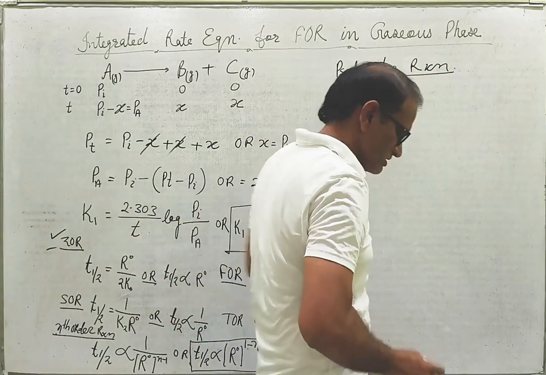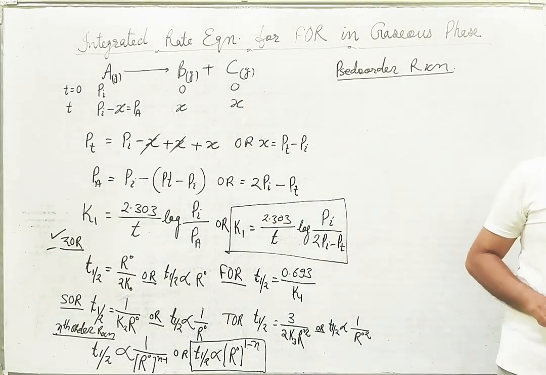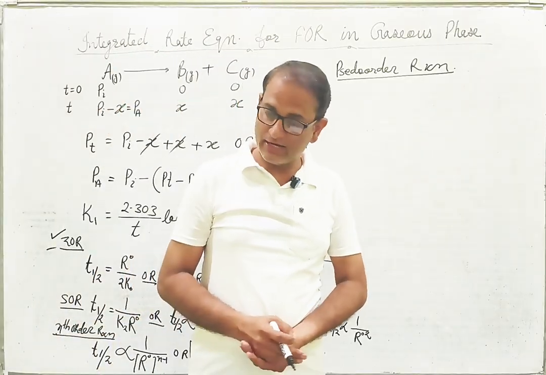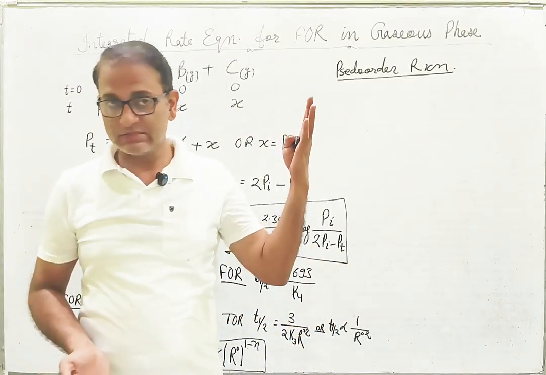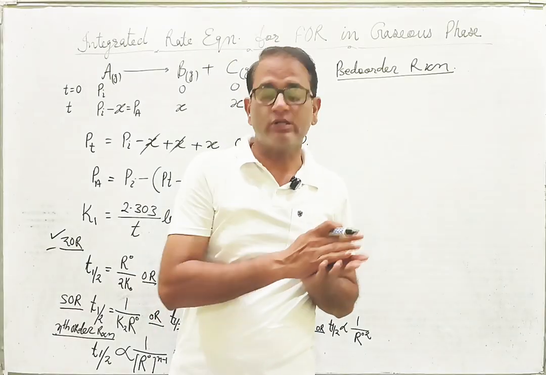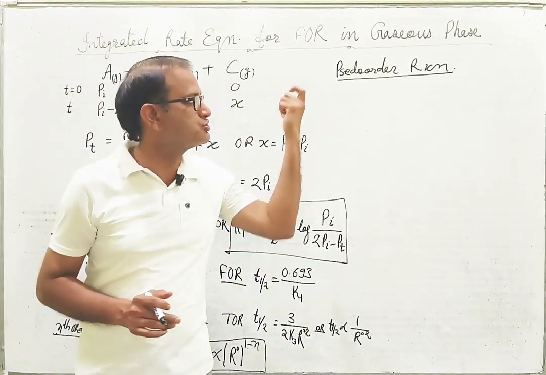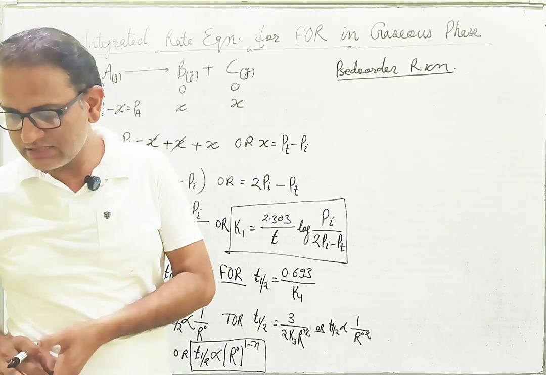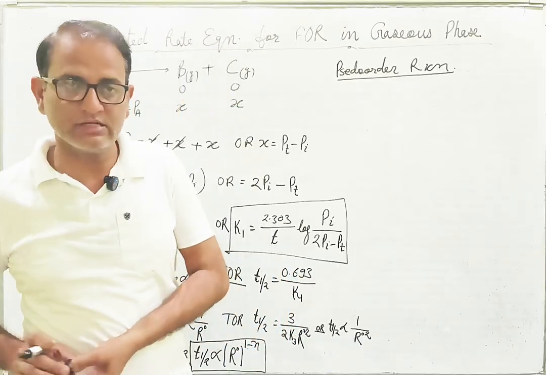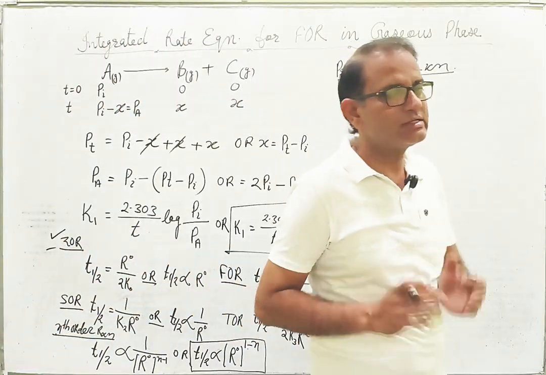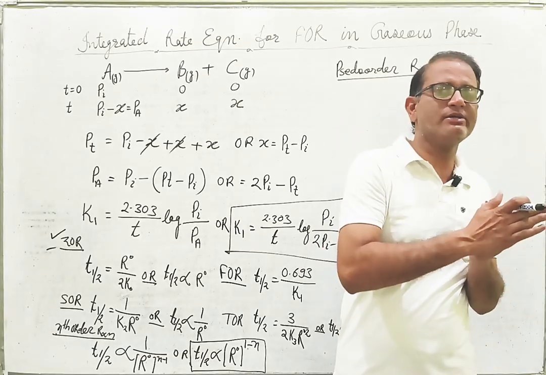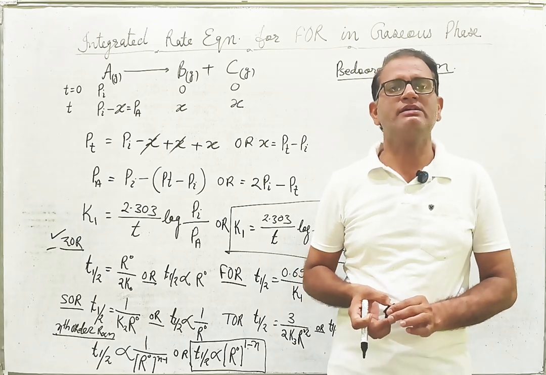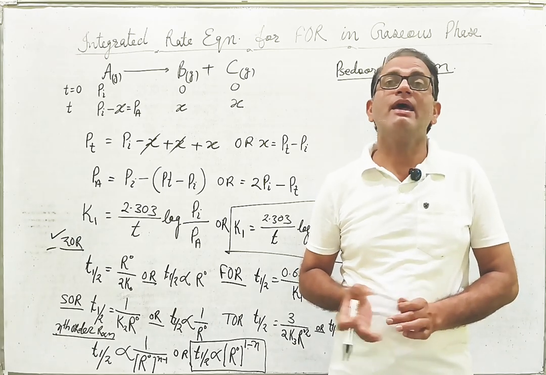Pseudo order reaction means a reaction seems to be higher order but follows lower order kinetics. If a reaction seems to be higher order but follows lower order kinetics, then this term is used: pseudo first order. So there are some reactions in which the concentration of a reactant does not vary considerably at the end of the reaction. It means the concentration of that reactant is taken in excess.